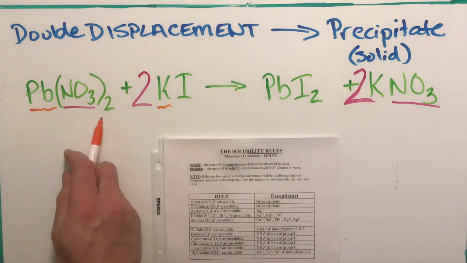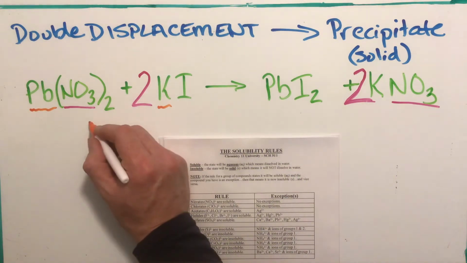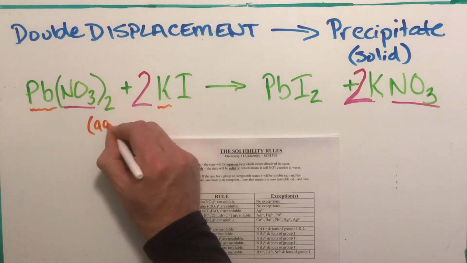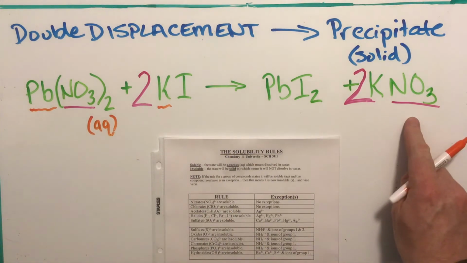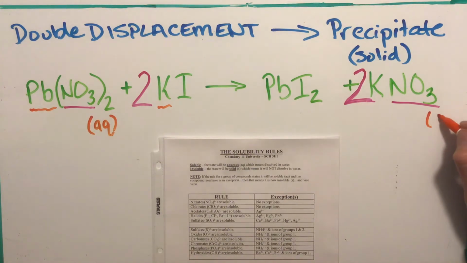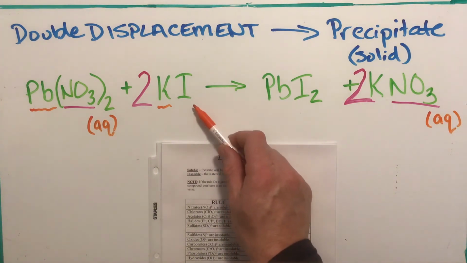Our first thing is a nitrate. And here it says nitrates are soluble. That means they're aqueous. It will dissolve in water. And exceptions? There are none. Every nitrate is soluble. It's aqueous. So the state here will be AQ. And I have another nitrate over here. So it also is aqueous. That's pretty easy.